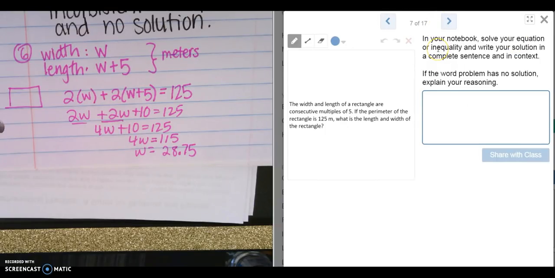In your notebook, solve. We just did that. Write the solution as a complete sentence. If the problem has no solution, explain your reasoning. This problem is inconsistent because the width ends up being 28.75, which is not a multiple of 5. Hence, this problem has no solution. Awesome. Let's share that with the class.